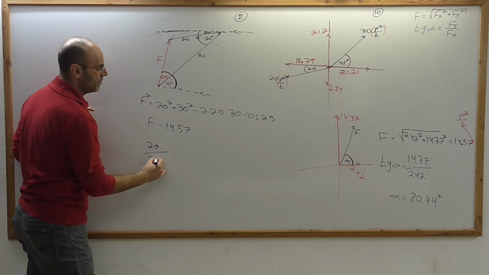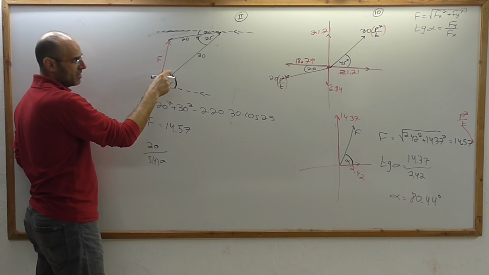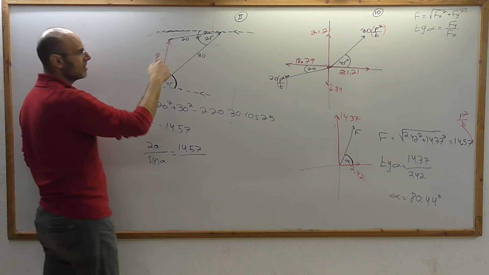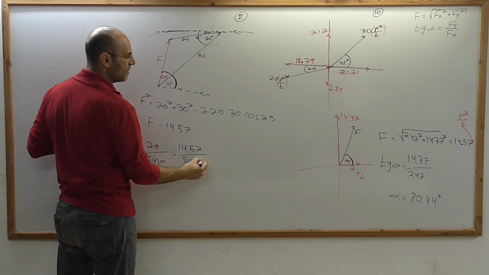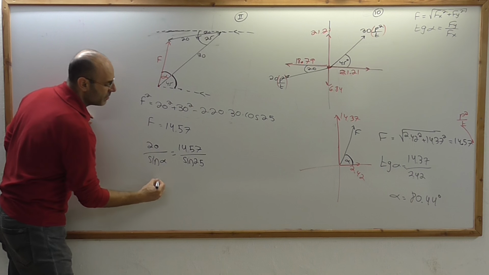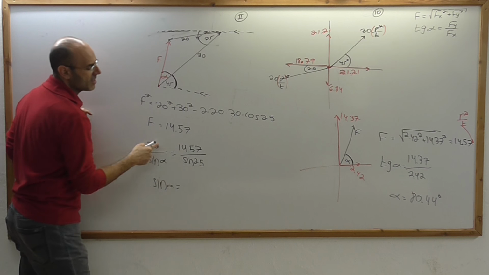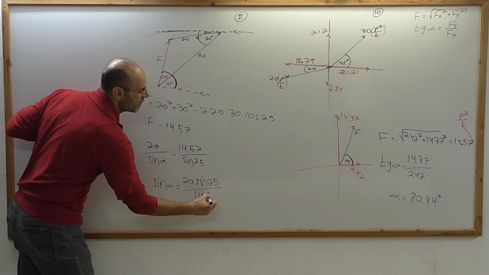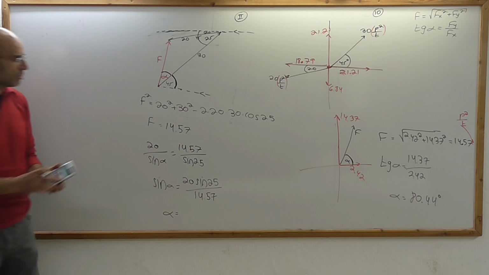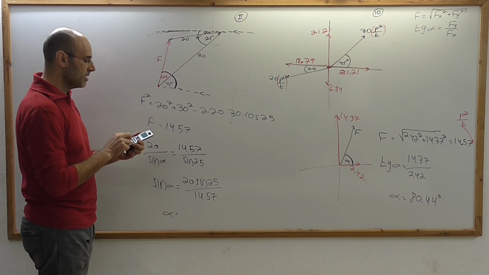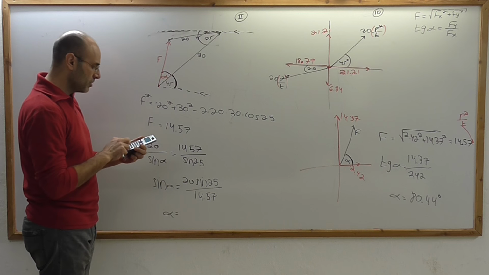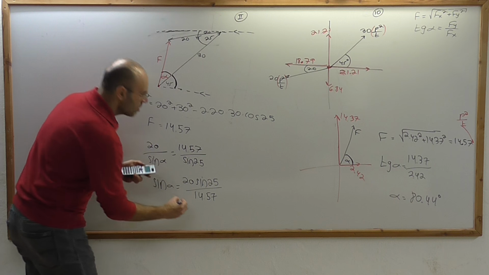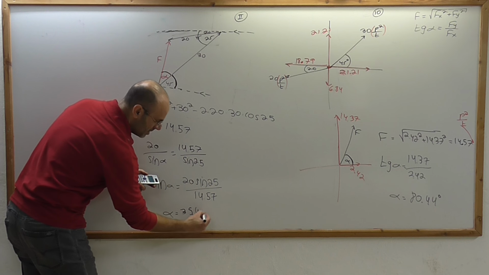And if I want the alpha, let's do the sine law. 20 over sine alpha, side over the sine of this angle, equals 14.57 over the sine of the angle opposite it, which is sine 25. So sine alpha will be 20 sine 25 over 14.57. I go to the calculator, 20 sine 25 over 14.57, shift sine, 35.46.